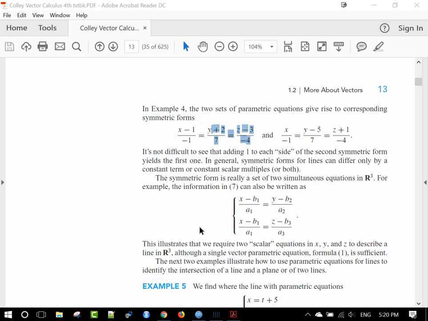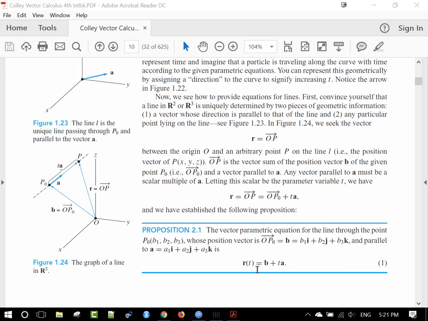And she says this illustrates that you need two scalar equations. These are scalars, there are no vectors in here. Whereas we only need a single vector parametric equation to get a line. We already saw that in this equation here. This is a single vector parametric equation, but if you don't want to use vectors, you're going to need two scalar equations to identify a line in R3.